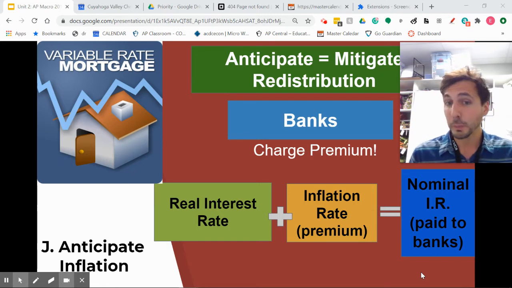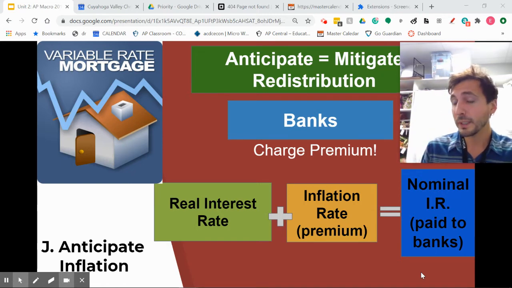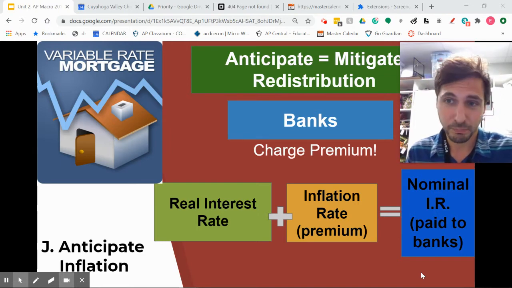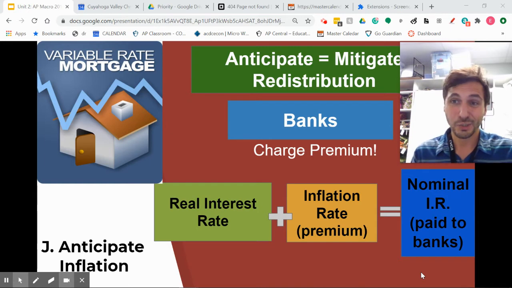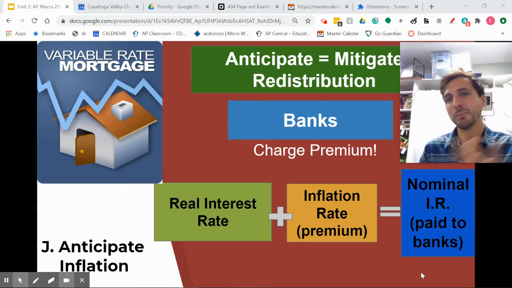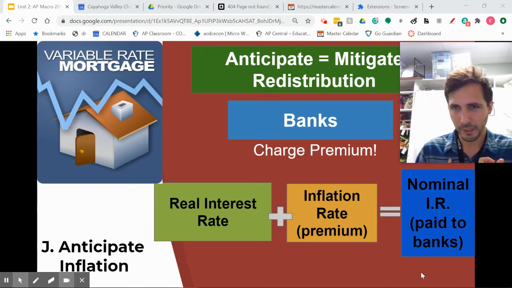But interest rates are super low. Inflation rate is pretty low too, at like 2.5, 3%. So the nominal interest rates that borrowers are paying is actually around 2.5 to 3.5%. That's real interest rate plus inflation rate. That's what we actually pay.